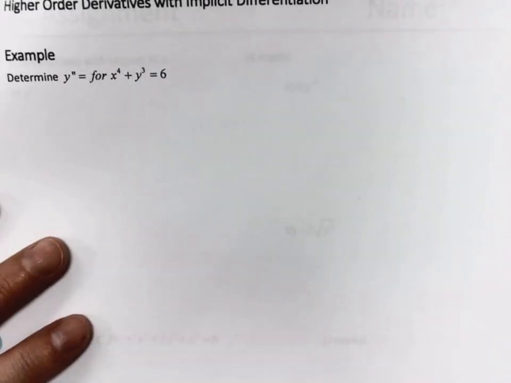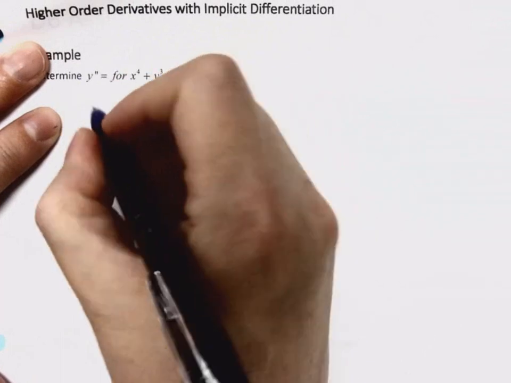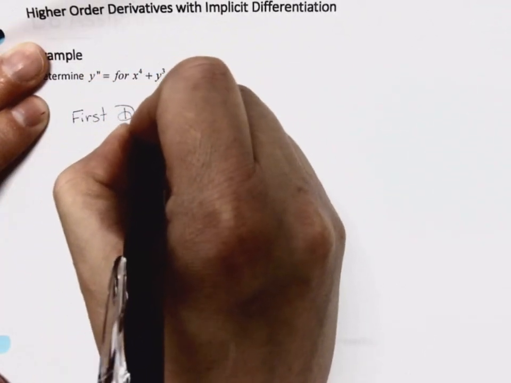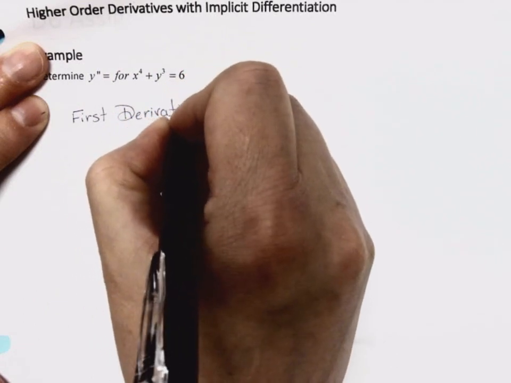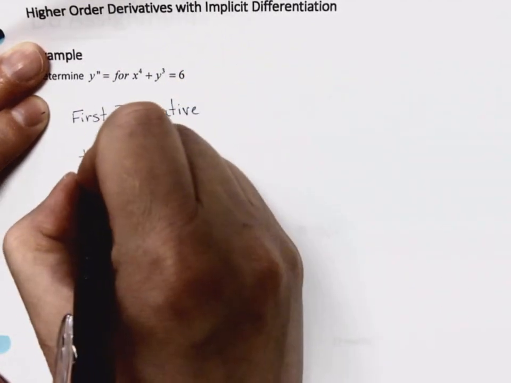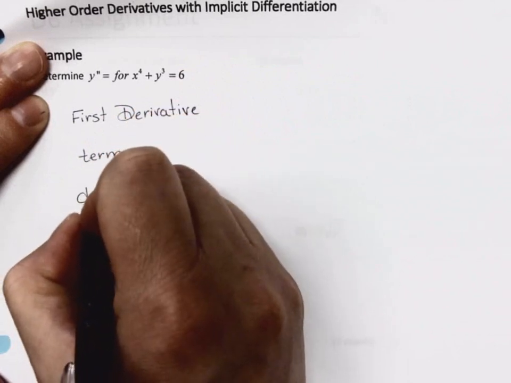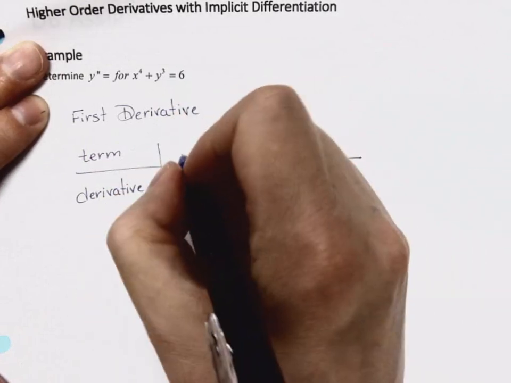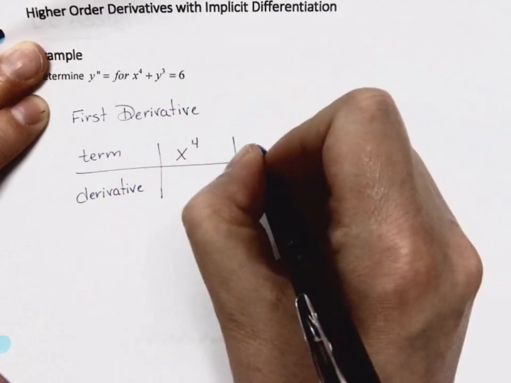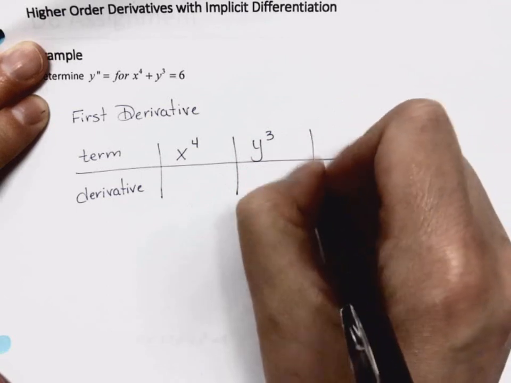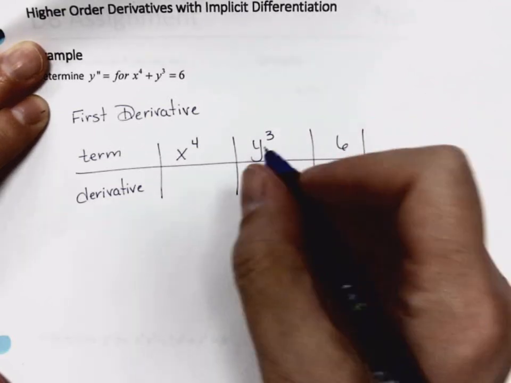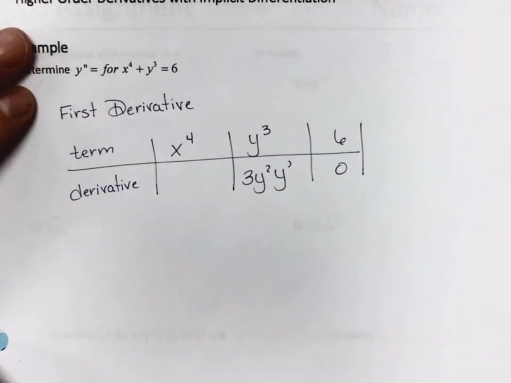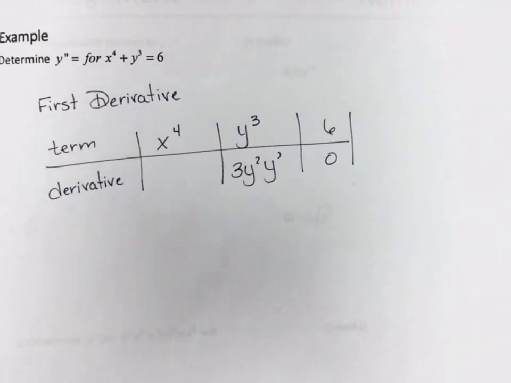Okay, here we go. So the first thing that we have to do is the first derivative. So I'm going to use my table again. Luckily, there's not that many terms, and none of them are combined, which is even better. So anytime I differentiate a y, it's got to be followed by y prime.